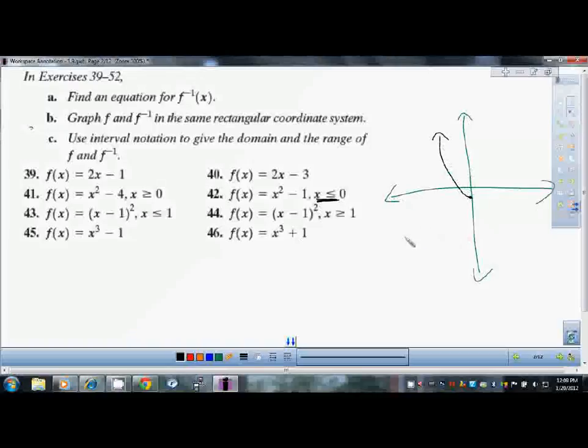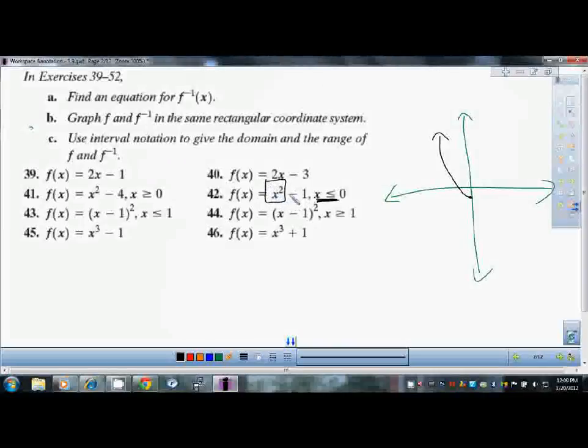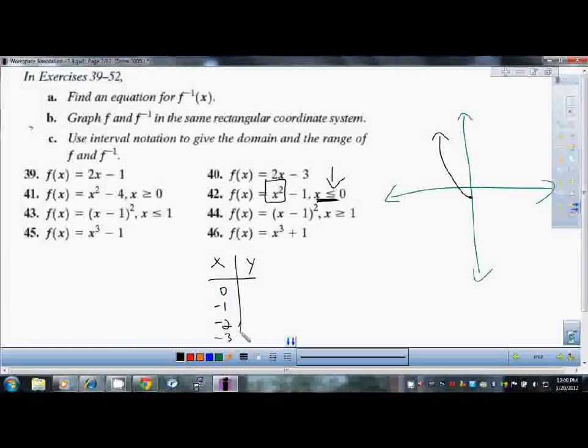Now, your inverse, let's say we wanted to find an XY chart. Where would I start my XY chart for 42? Is there anything being added or subtracted directly to the x squared? But is that inside the function? No, that's separate, so nothing. So we're going to start it at 0. The only difference is, do I have to bother going in the positive direction? No, because all it wants is the negative. So I'm going to go 0, negative 1, negative 2. And I'll go negative 3 just for the heck of it.